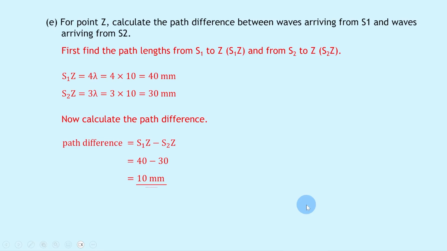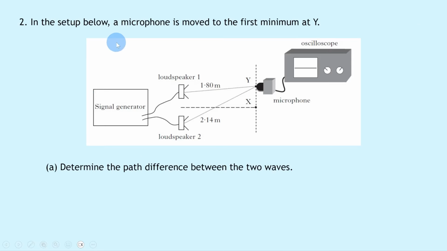Question 2 says in the setup below, a microphone is moved to the first minimum at Y. So here we have a signal generator with 2 loudspeakers attached, and we've got point X directly in the middle, and then a microphone at this first minimum Y, which is connected to an oscilloscope.